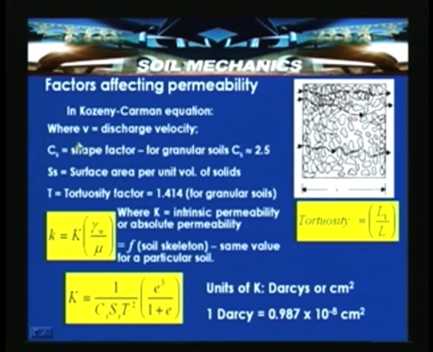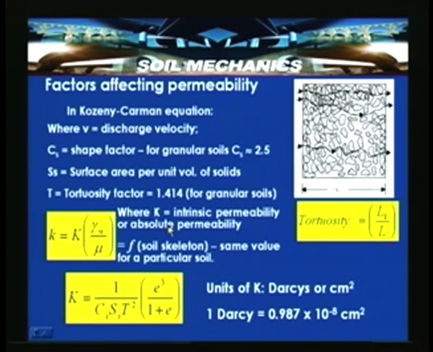In the Kozeny-Carman equation which was introduced in the previous slide, V is the discharge velocity, and Cs is the shape factor. For granular soils, Cs is equal to 2.5. Ss is the surface area per unit volume of the solids, and T is the tortuosity factor, which is root 2 for granular soils.